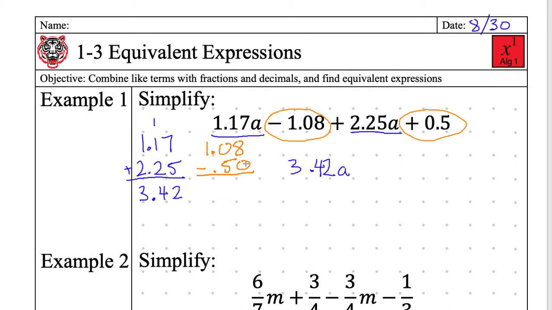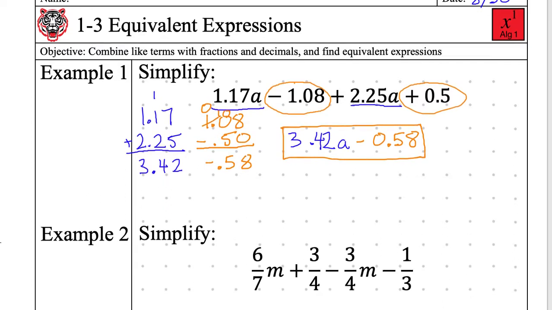So this is 0.50, so 8 minus 0 is 8, 0 minus 5, I can't do that, so I borrow from 1, that turns into a 0. This is now 10, 10 minus 5 is 5, so 0.58, and I have to make this negative. So this is going to be negative 0.58, and there is my final answer. Box it. Alright.